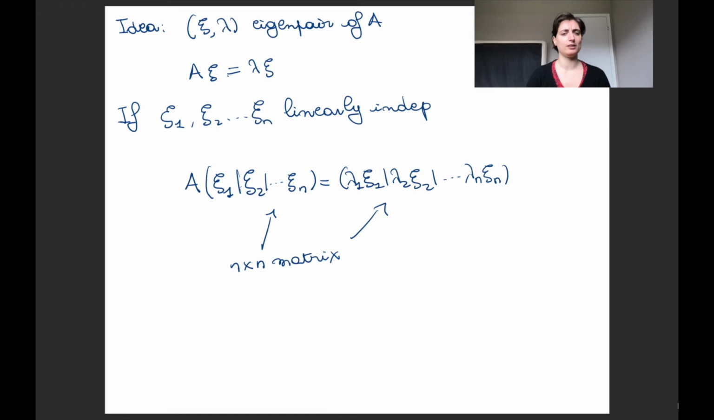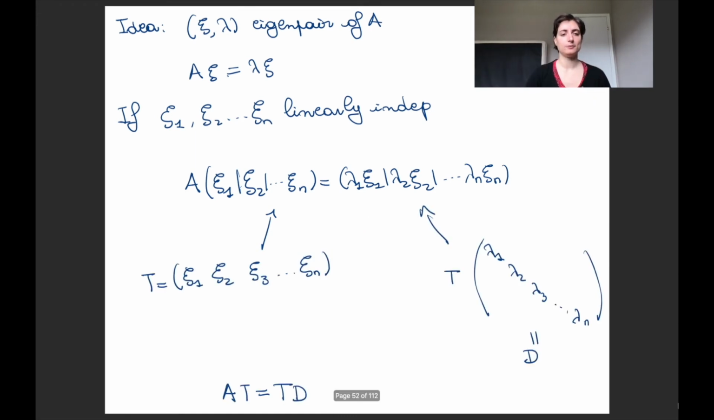Why does it still matter for them to be linearly independent? Not yet. But now we can write the matrix T as the sequence of linearly independent eigenvectors of A, so xi1, xi2, xi3, down to xin. And the right-hand side is that same matrix where the first column is multiplied by lambda 1, the second column by lambda 2, the last column by lambda n. That is equivalent to saying that it's T multiplied on the right by the diagonal matrix that has the eigenvalues on the diagonal. We'll call that D. So it holds that A multiplied by T is equal to T multiplied by D.